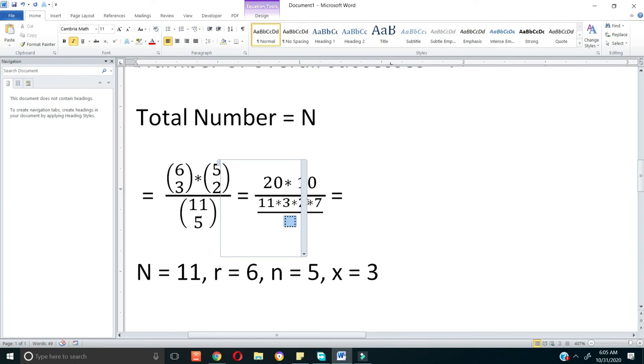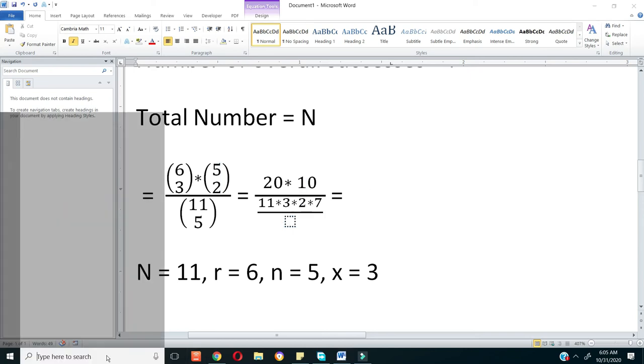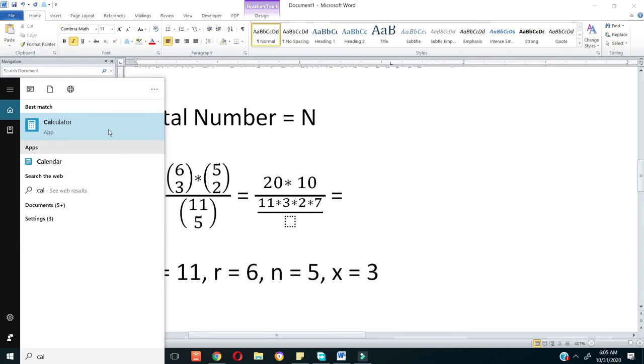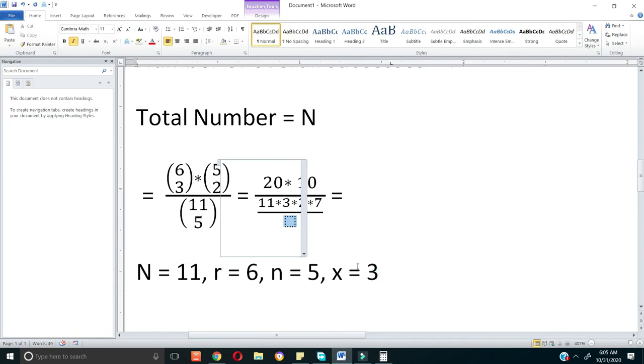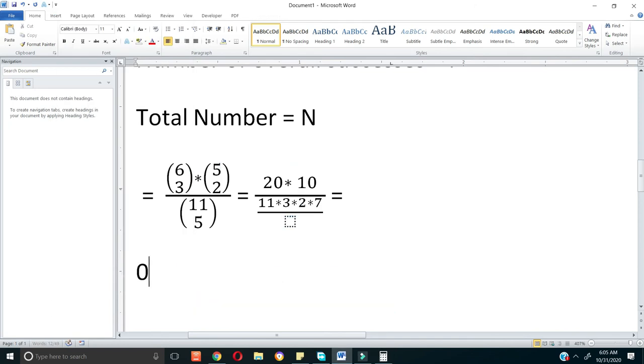So you have this 20 over 200 divided by, actually I could have just done this in a calculator immediately, but let's see. So you have 200 divided by 11 divided by 6 divided by 7. Let's see what you get. So apparently your probability is going to be something like 0.43. Yeah, so this is the probability that you actually get exactly three red balls.